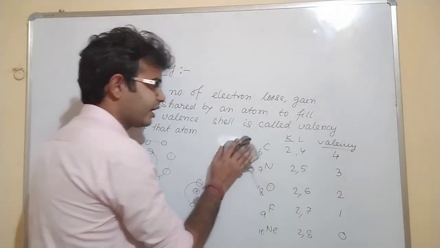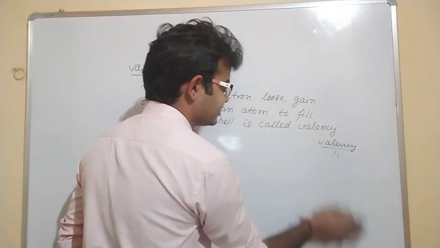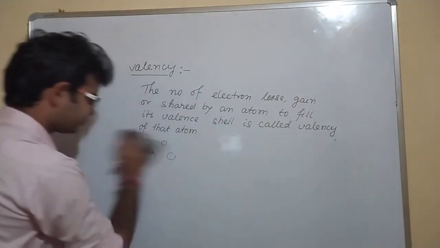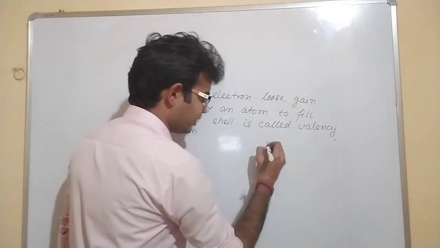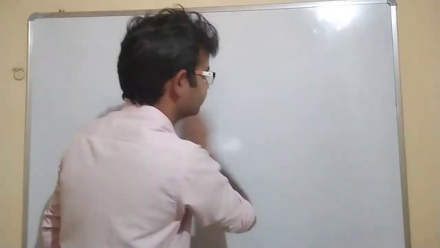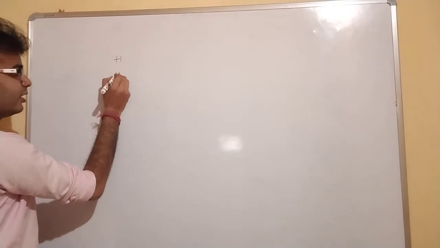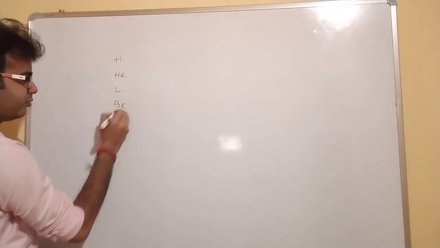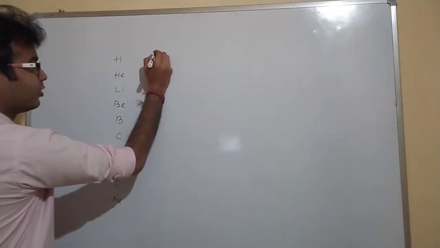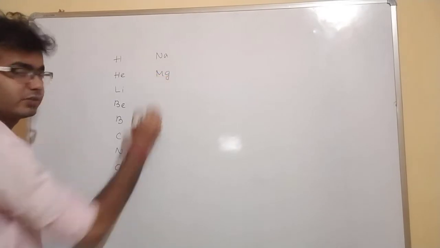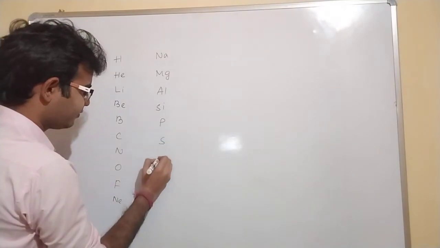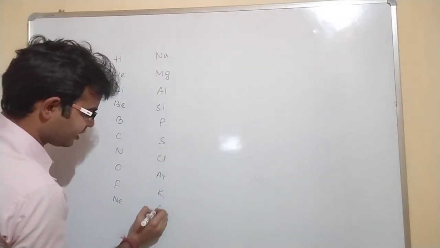Okay. Now I am not writing the electronic configuration again to write the valences. I am just writing the valence of the elements. Okay. I am writing the full chart, right? Hydrogen, helium, lithium, beryllium, boron, carbon, nitrogen, oxygen, fluorine, neon. Sodium, magnesium, aluminium, silicon, phosphorus, sulfur, chlorine, argon, potassium, calcium.